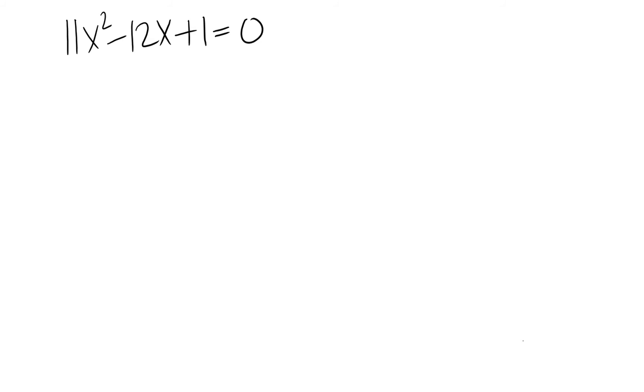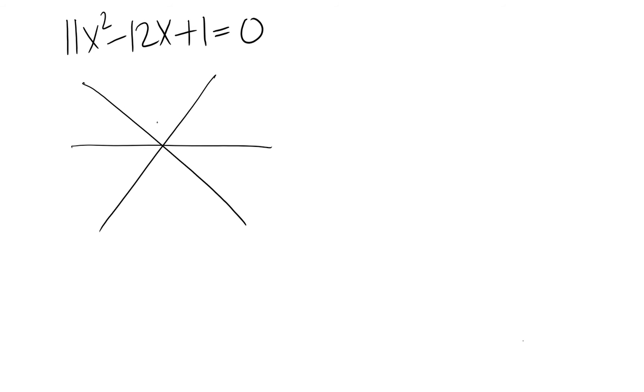All right, so the first example we're going to do for Lizzie method is 11x squared minus 12x plus 1 equals 0. So step 1 and 2 for Lizzie method are going to be the same as split method. So step 1 is to make sure it's in standard form, which it is, and step 2 is to check for a GCF, which we don't have in this problem.